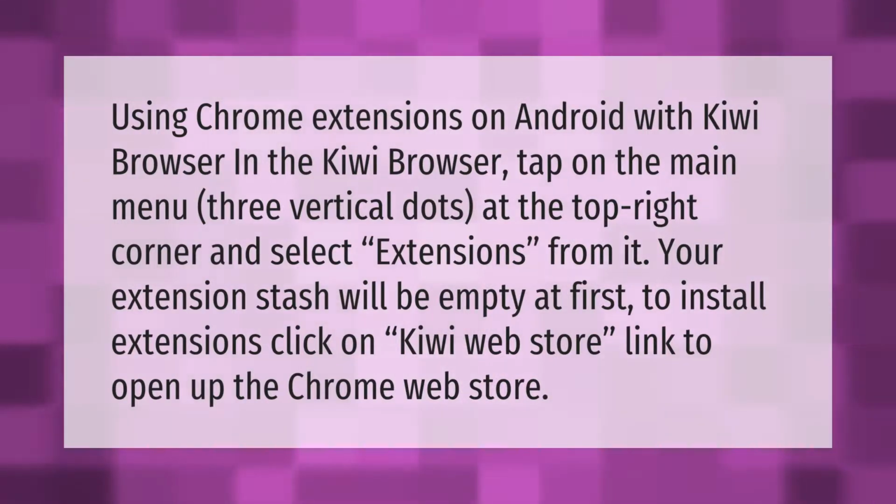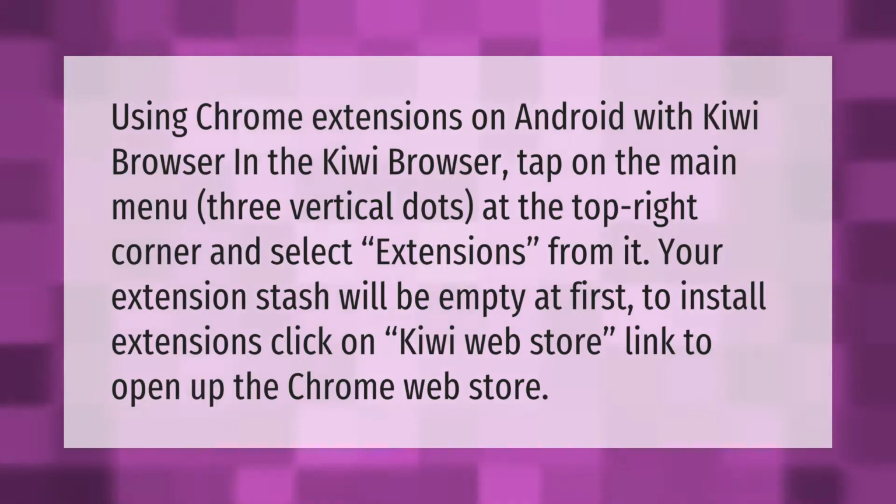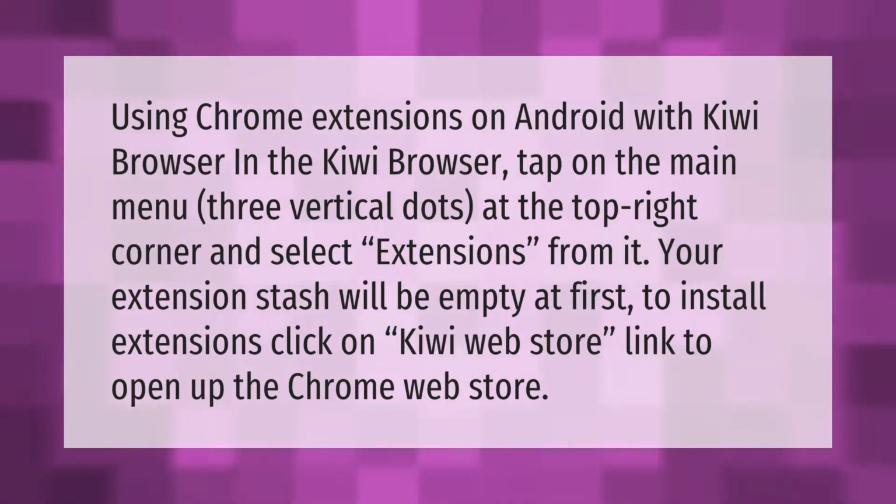Using Chrome extensions on Android with Kiwi browser. In the Kiwi browser, tap on the main menu, three vertical dots, at the top right corner and select Extensions from it. Your extension stash will be empty at first. To install extensions, click on Kiwi Web Store link to open up the Chrome Web Store.